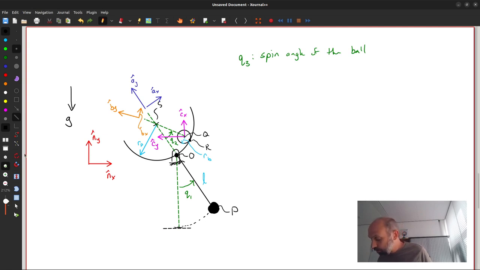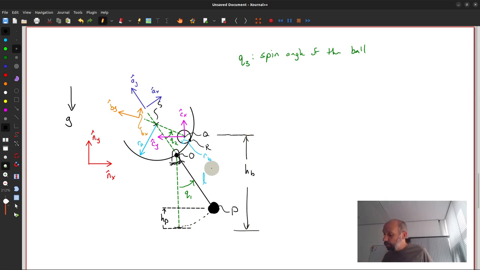I'm going to call that HP for the height there. And then similarly for the ball, which is this, we'll have a HB. We'll come to that reference. So that's going to give us the height above some reference for both of the masses that are in the system.